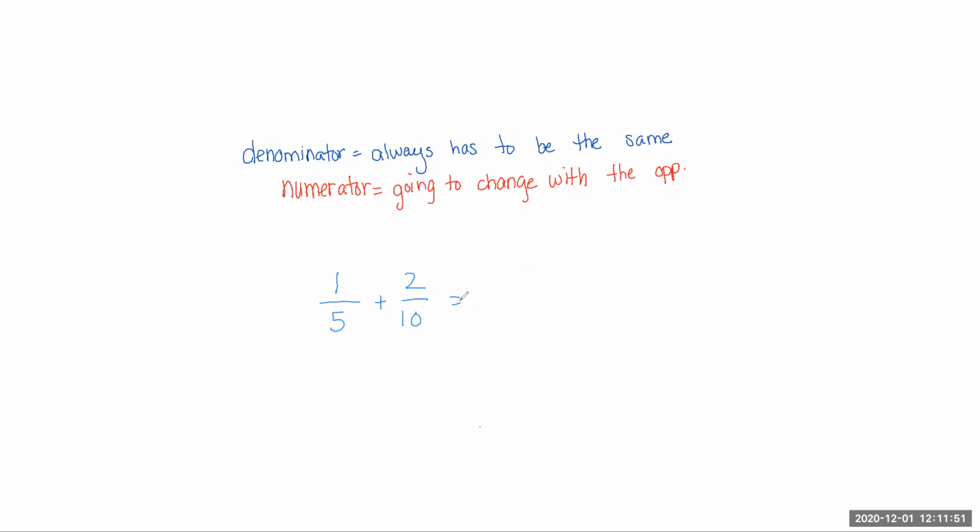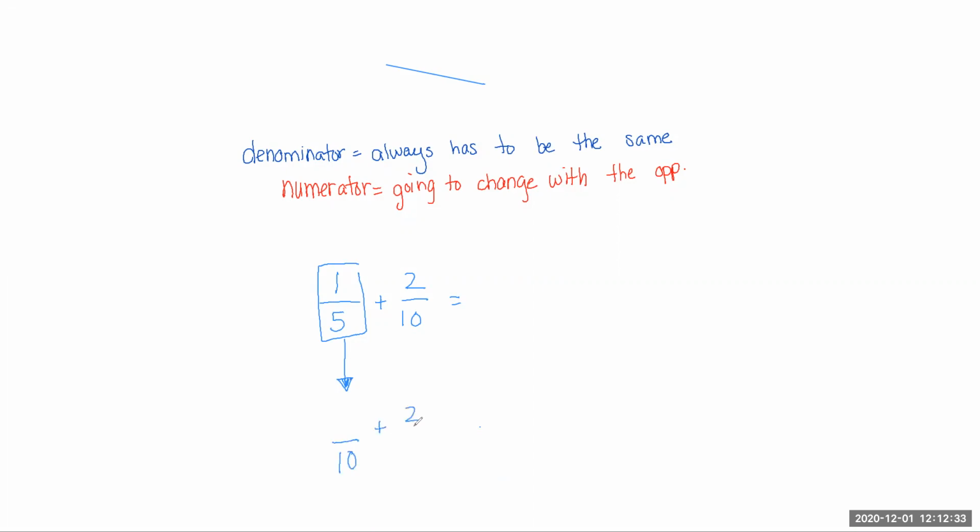Well, I know I want to make these two the same. They're not equal. We need to make them equal. So I know that 10 is 2 times 5. So what I'm going to do is take this first one and make it a fraction out of 10. I know that 5 times 2 equals 10. So my denominator is going to be 10.